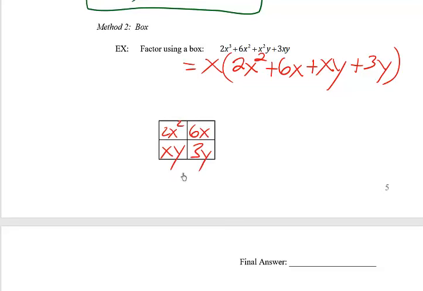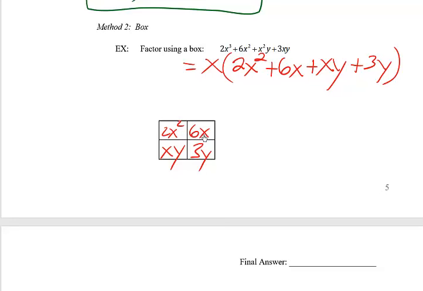If I had had any negative signs, I certainly would have included those with my terms. That's all very, very important. Well, to finish this off, I just do exactly the same thing that we did in the X box method. I just need the outer edges. The outer edges is the original FOIL problem that created these 4 pieces.